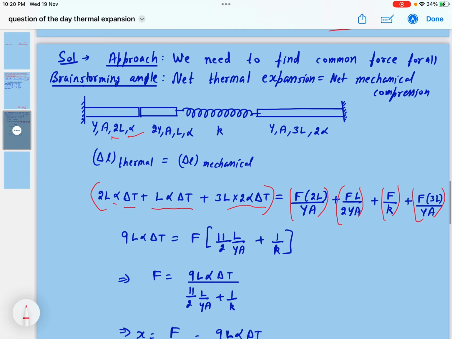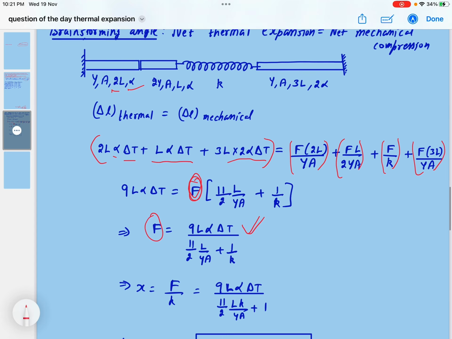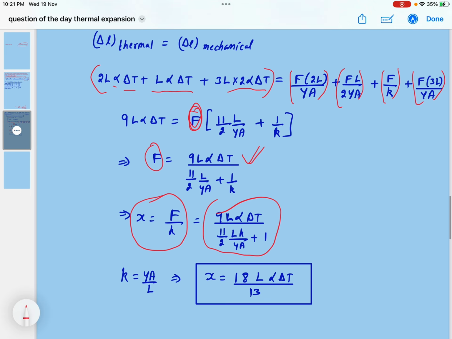So what am I getting? I am getting F, that common force. This force is common for all four things, three rods and the spring. After getting this force, what do I need? I need the compression in the spring. So I can write this force is equal to Kx, so x is F upon K. Since K is given as YA by L, if you substitute K as YA by L, what you are getting is 18 L alpha delta T by 13.